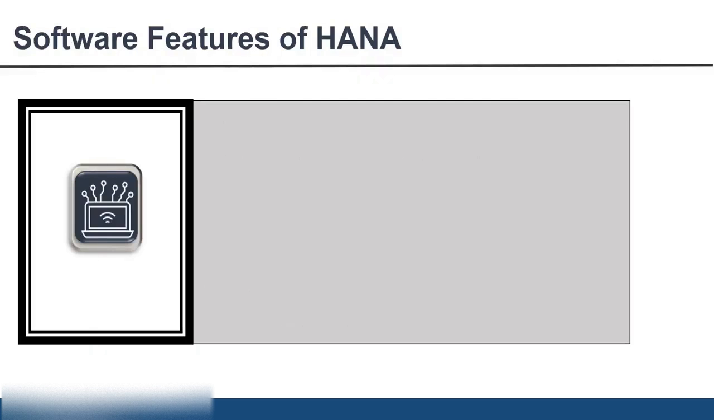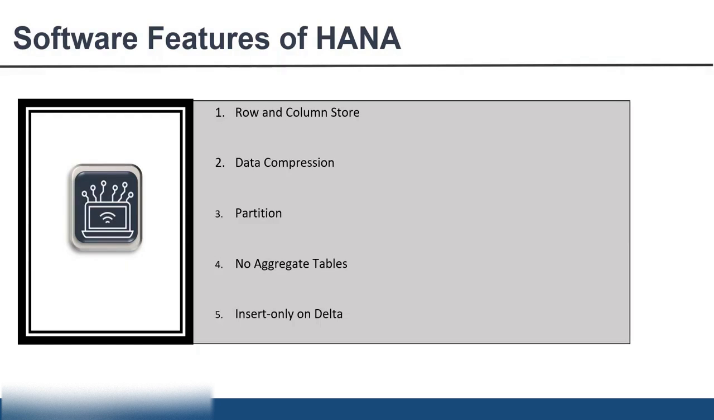Now coming to software features, one of the important software features of HANA is that you can store the data in row store as well as in column store fashion. You can have data compression, or the data can be compressed at the backend while storing the data. You can have data partition. Aggregate tables are not required in case of HANA. And there is a concept of insert only on data for HANA. Now you will see these concepts one by one.